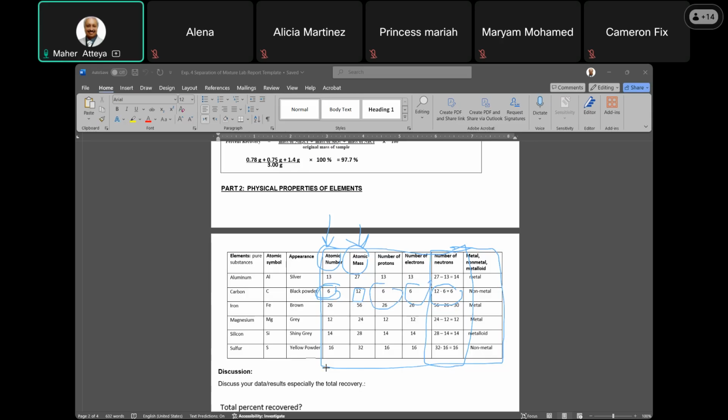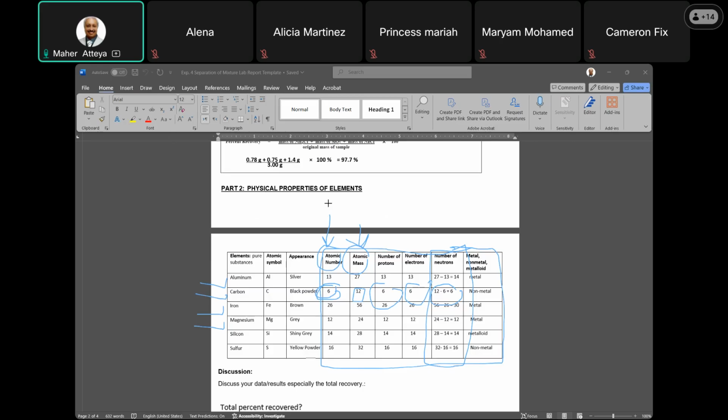Now ask yourself what type it is: metal, non-metal, or metalloid? Carbon is non-metal. As you can see, aluminum is a metal, carbon is non-metal, iron is a metal, magnesium is a metal, silicon is the only metalloid, and sulfur is non-metal. Silicon is a metalloid, which can act as a metal or as a non-metal depending on the conditions it is in. Correct? So that's the second part of the lab.